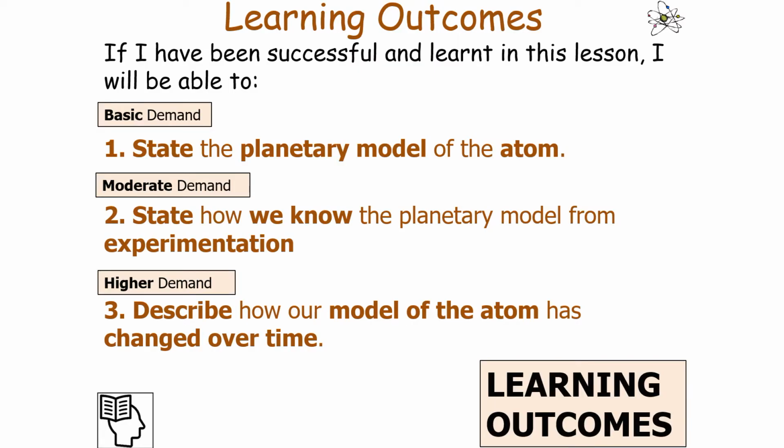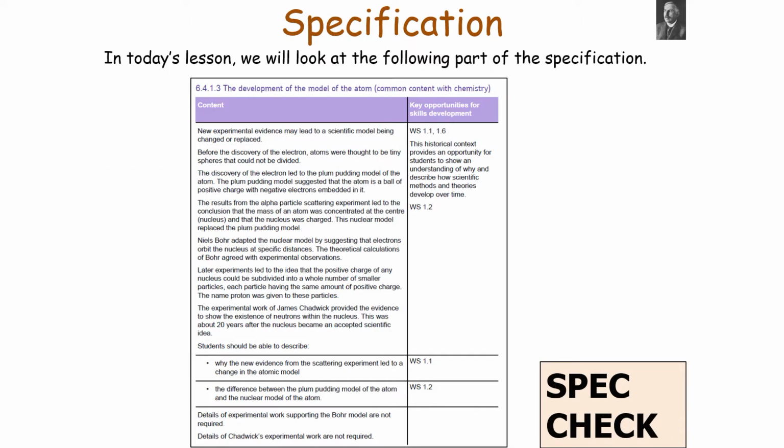If we're successful in today's lesson, we should be able to state the planetary model of the atom, state how we know the planetary model of the atom from experimentation, and describe how the model of the atom has changed over time, which links into the following part of the GCSE Combined Science specification, 6.4.1.3, the development of the model of the atom, which is common content with chemistry.